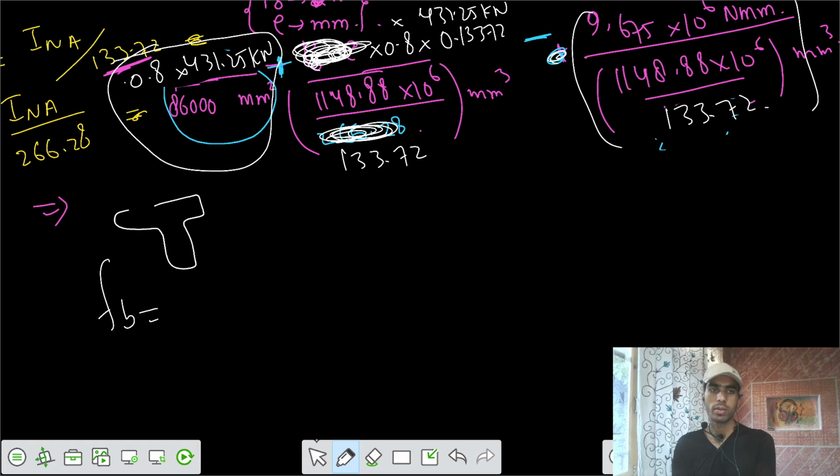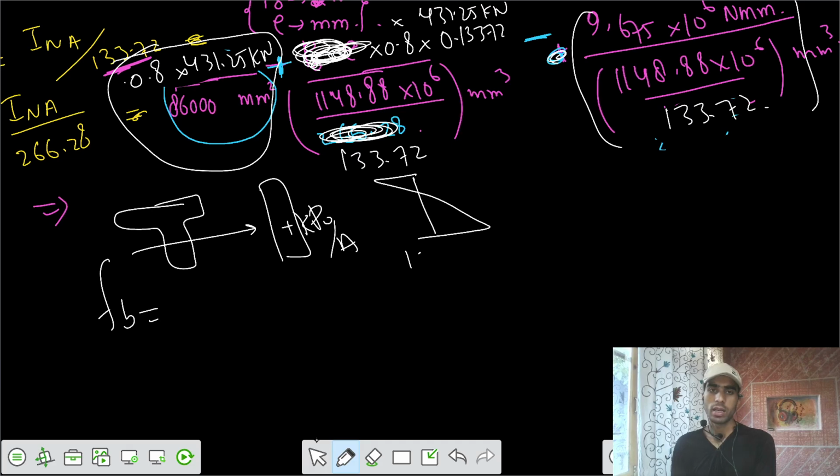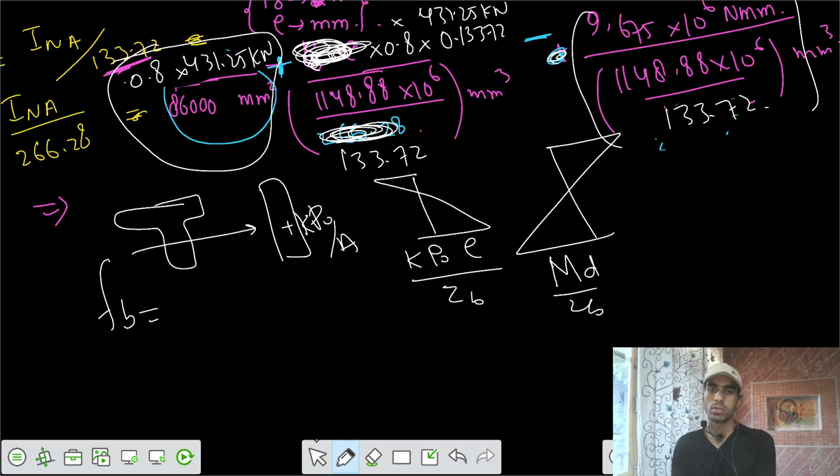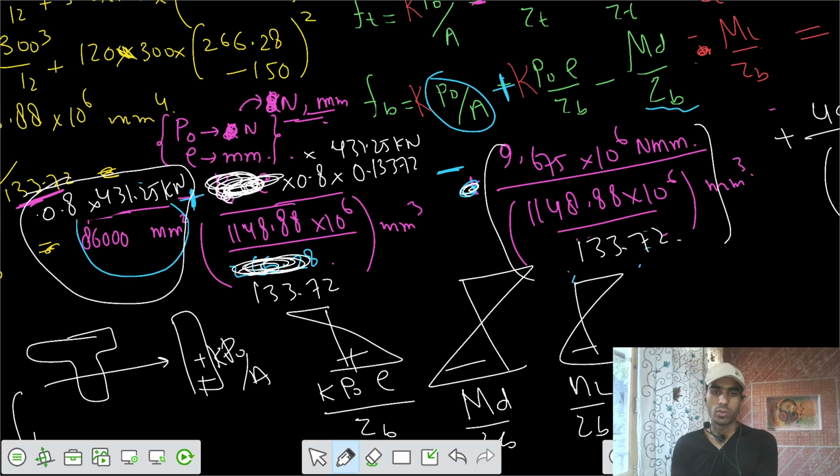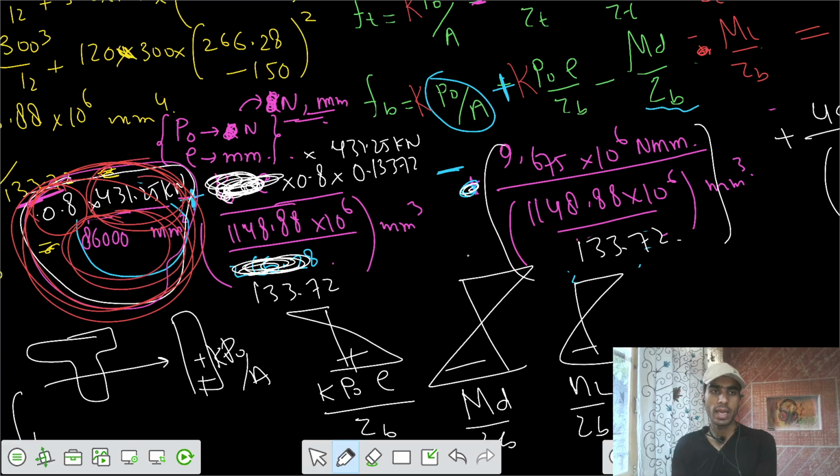The second stress is F at the bottom, and that equation we have: K times P by A, plus K times P naught E by Z bottom, plus K M dead by Z bottom, and the fourth one is M live by Z bottom, and this one is negative. So we have to solve for those, and I would take those values here. The first part is okay as it is, 0.8, that is K times P by A, that's the first part.